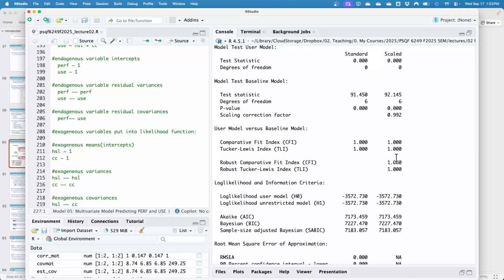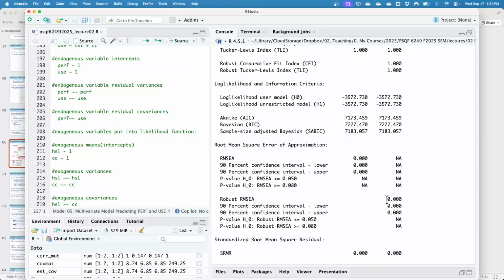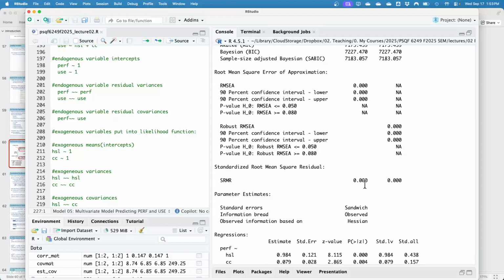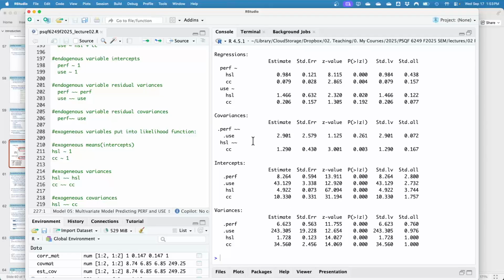Our CFI and TLI are exactly 1, which is where they should be for really good fit. The RMSEA is exactly 0 or NA even. Don't report NA, put 0. And the standardized root mean squared residual is 0. But where I got the coefficients from are here. Under the regression section, it outlines your outcome or endogenous variable, and then each of the predictors for it. And then our covariances. Here you'll note it does not make a distinction between endogenous or exogenous covariances, with the exception of that little dot right there.